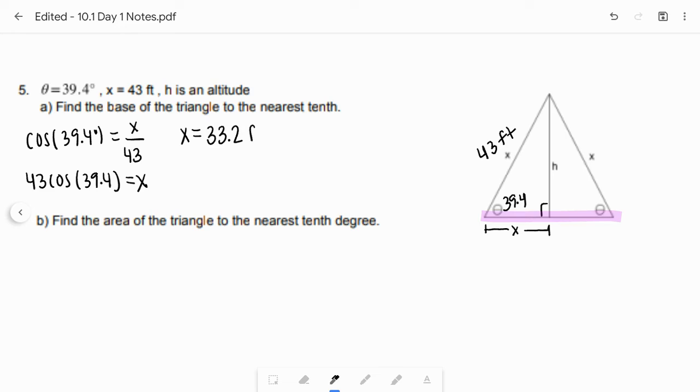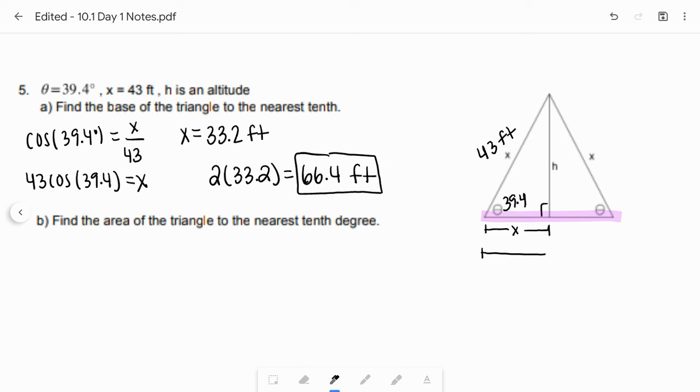So x ends up equaling 33.2 feet. Okay, now if I want to find the base, and I know that this is an isosceles triangle because both sides are x and we have an altitude, so each right triangle is going to have the same base. So the entire base of the triangle is just going to be 2 times 33.2, which is equal to 66.4 feet. So our entire base is 66.4.